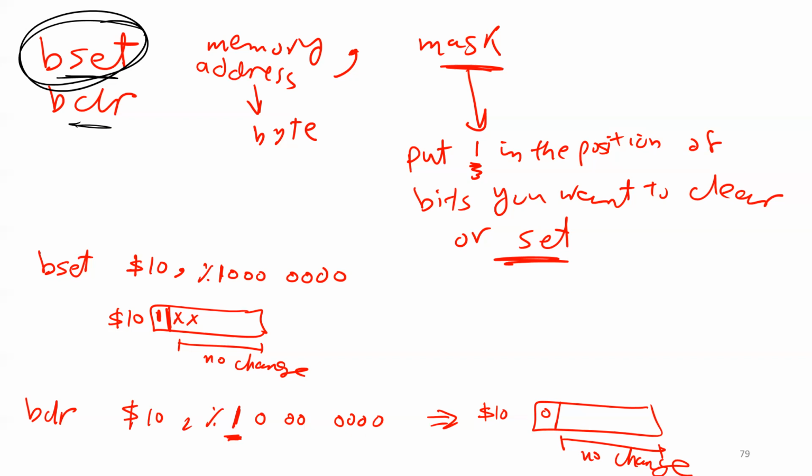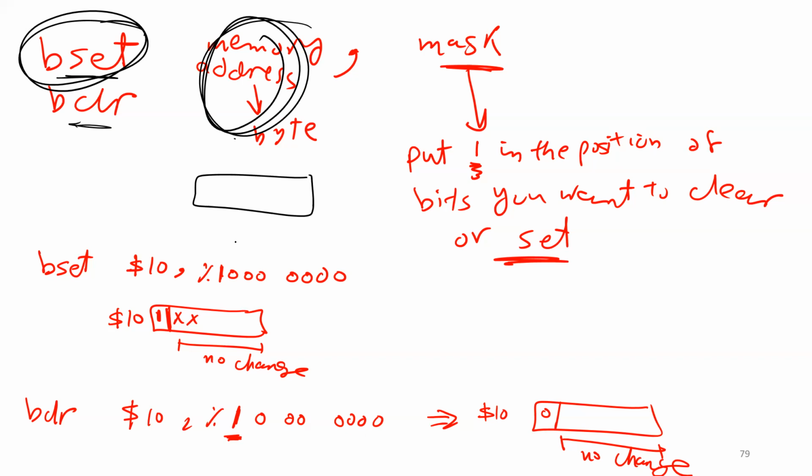Okay. And this is how the instruction should be written. Here you have to give me the address of the byte. Once I get the byte, now I'm gonna set some bits, or I'm gonna clear some bits. But which bits? You have to tell me which bits you want to set, which bits you want to clear. How can you tell me? Using a mask.